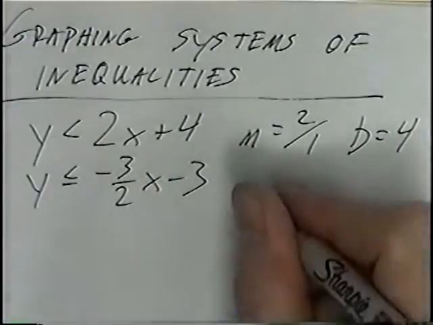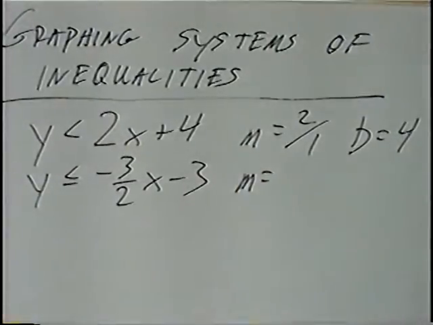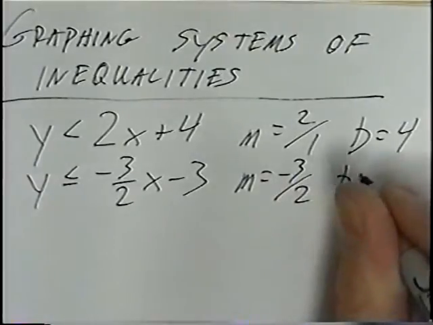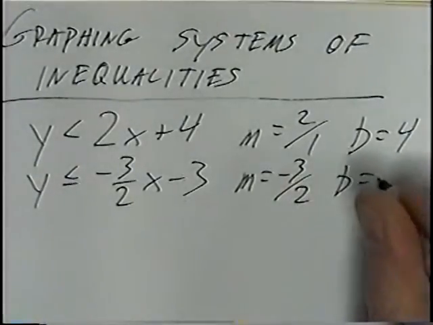Second inequality, the slope m equals negative 3 over 2. And b, the y-intercept, is equal to negative 3.